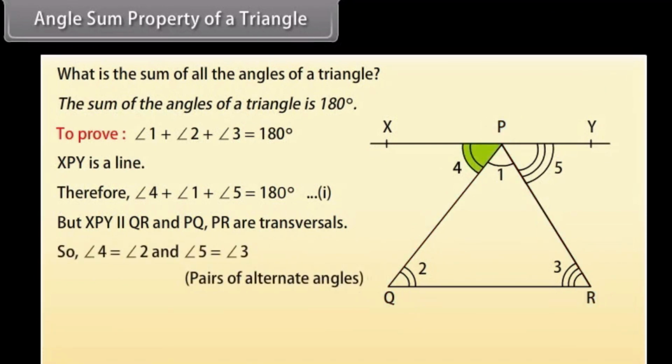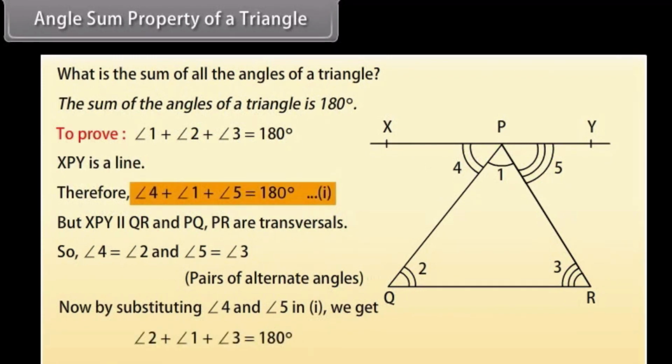So angle 4 is equal to angle 2 and angle 5 is equal to angle 3 because these are pairs of alternate angles. Now by substituting angle 4 and angle 5 in 1, we get angle 2 plus angle 1 plus angle 3 is equal to 180 degrees. Or we can write it as angle 1 plus angle 2 plus angle 3 is equal to 180 degrees.